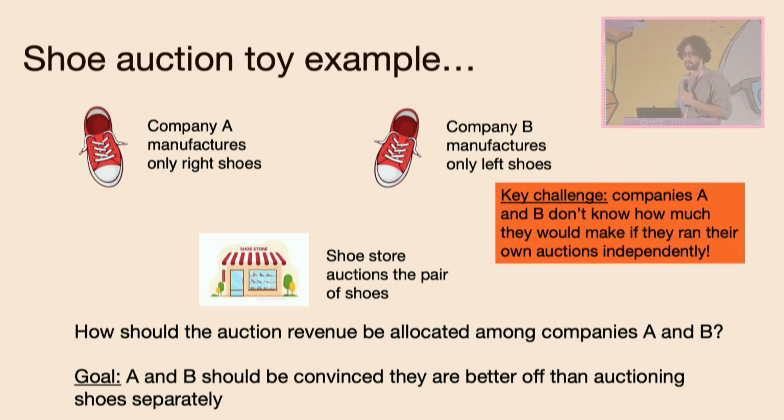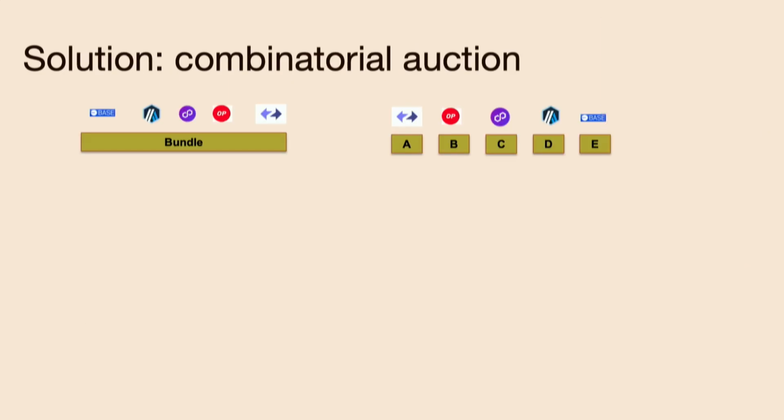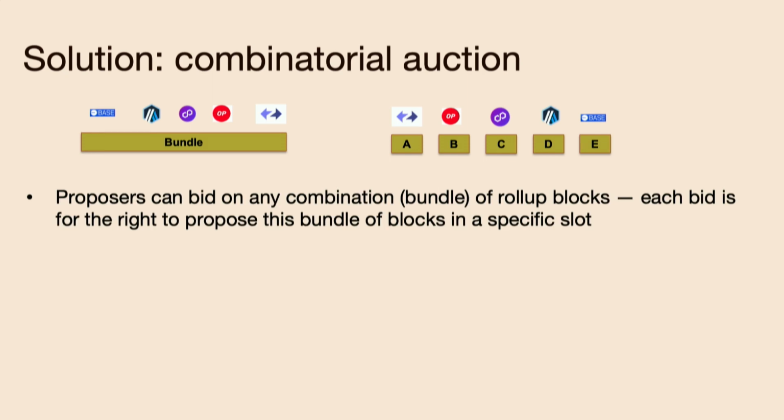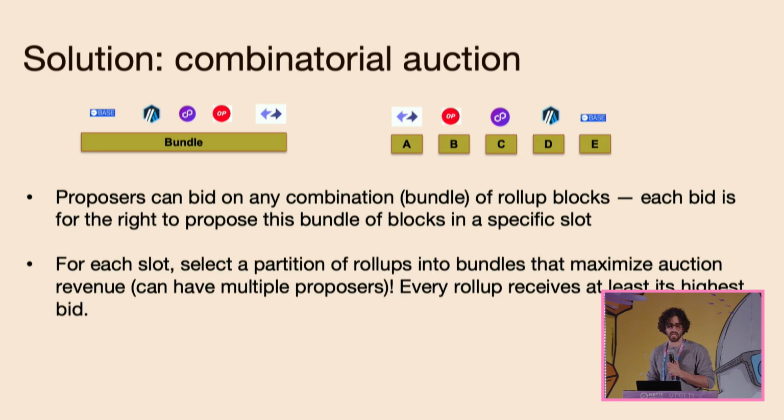A toy example is, let's say you have two companies, one that manufactures left shoes, one that manufactures right shoes. It's obviously better to sell the shoes as a pair in a store, but then how would you split the revenue between the two different companies so that they're convinced they wouldn't be better off selling left shoes and right shoes on their own? So a solution is what's called a combinatorial auction, where proposers can bid on any combination of rollup bundles that they want to produce, and each bid is for the right to propose this bundle of blocks in a specific slot.